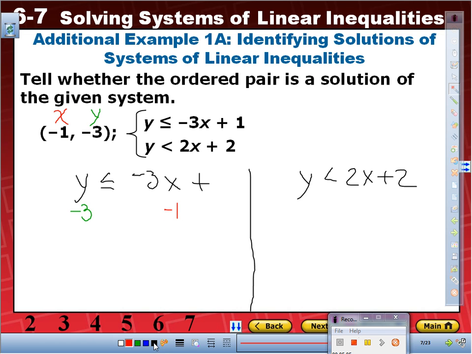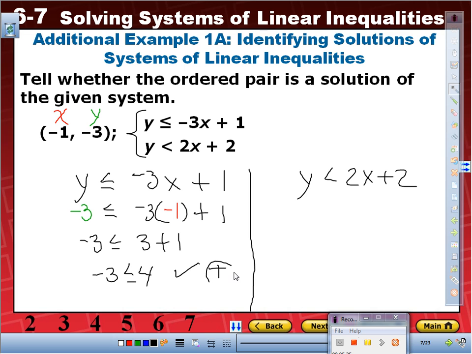Negative 1. And then I bring everything else down. Negative 3 less than or equal to negative 3 multiplies the x, and then plus 1. Okay, let me simplify. Negative 3 less than or equal to, what is negative 3 times negative 1? Positive 3, plus 1. What is positive 3 plus 1? 4. So let me read it from left to right. Is negative 3 less than or equal to 4? Yes, so that is true.